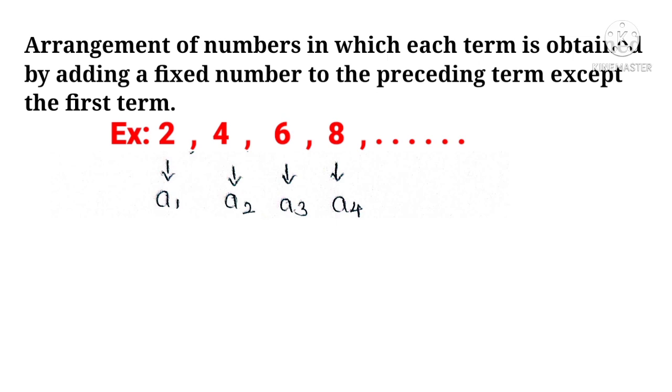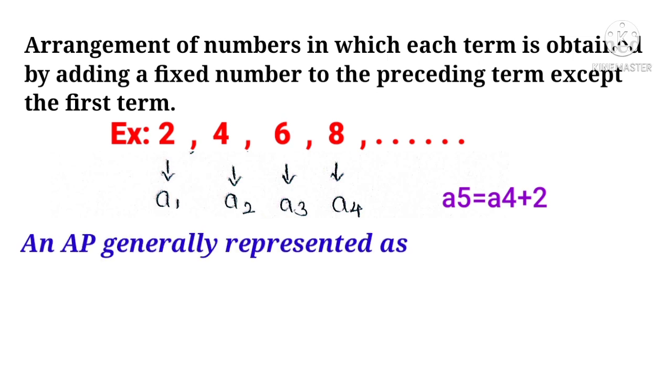Here, the fixed number 2 is added to 2 so that we have got 4. Similarly, 2 is added to 4 so that we have got 6. Then 2 is again added to 6 so that I have got 8. So now the fifth term is obtained by adding 2 to the previous term, that is, to the fourth term.